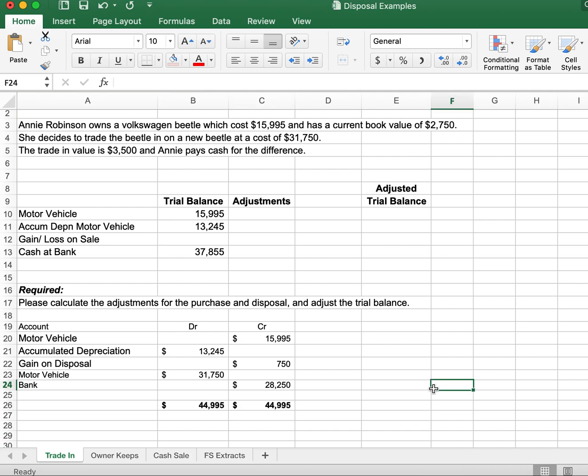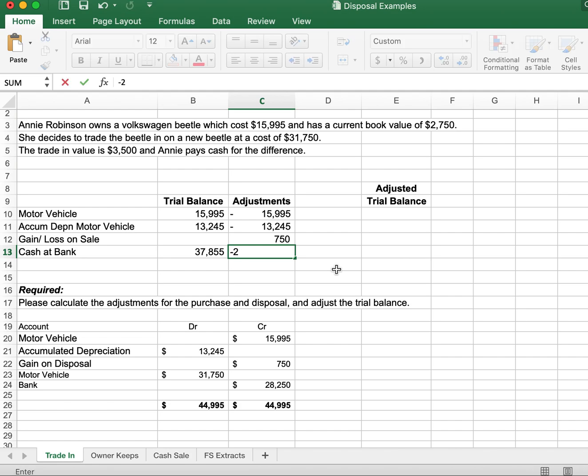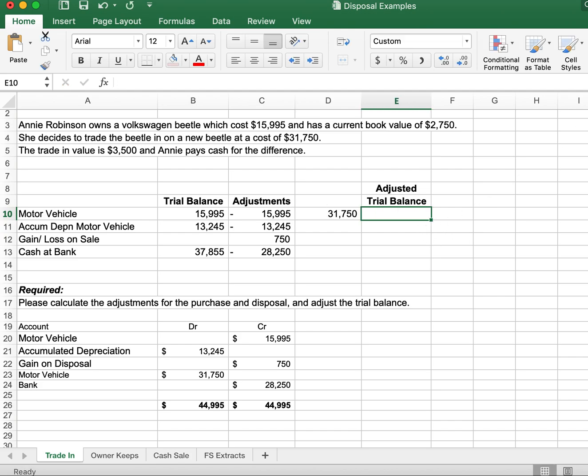Now with those adjustments, the vehicle account is going to reduce by that amount, and accumulated depreciation is going to reduce by that amount. The gain or loss on the sale is going to be a gain on sale. The cash at bank is going to go down by 28,250. Plus we have an additional asset, which should give us our closing balances. That's a debit, obviously. This should come to 0.